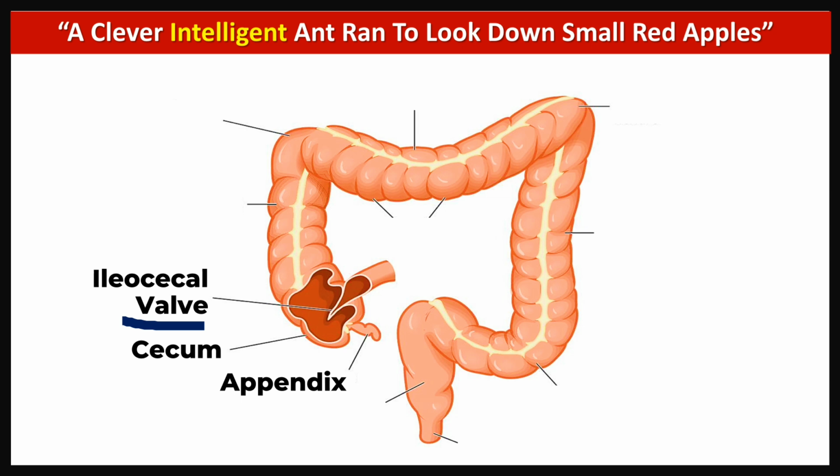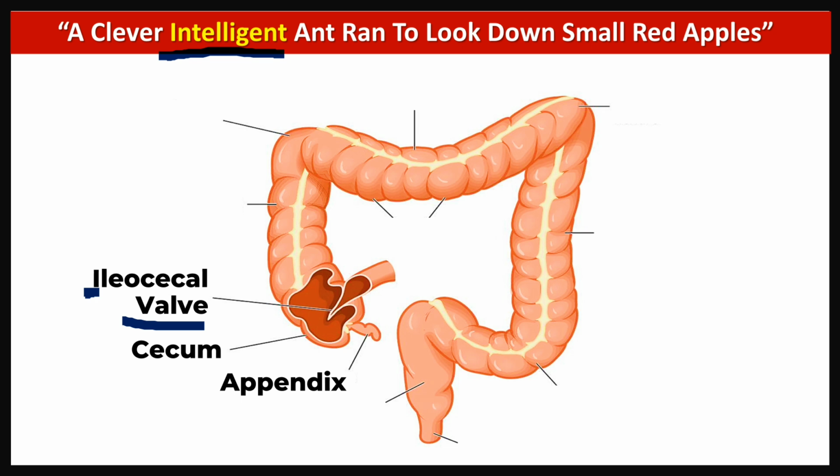Now the next part of the large intestine is ileocecal valve. I is the word intelligent. So intelligent for ileocecal valve. You have to extract that first alphabet, that is I. I stands for ileocecal valve, and in the mnemonic the word is intelligent. So what is ileocecal valve? It's a small valve between the ileum, the last part of the small intestine, and the cecum. It controls the flow of digested food and prevents the backflow.